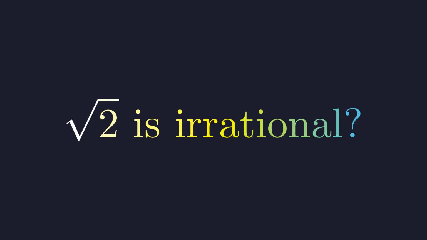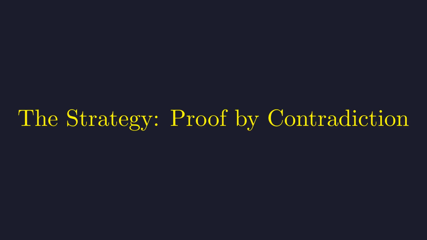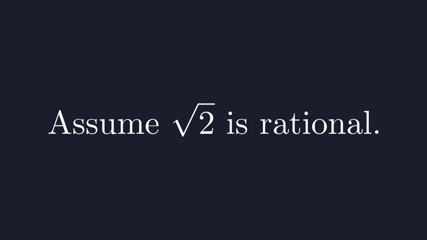Here is one of the most foundational proofs in mathematics. Our task is to prove that the square root of 2 is an irrational number. Our strategy will be proof by contradiction. This means we will assume the opposite of what we want to prove and show that this assumption leads to a logical impossibility. So let's begin by assuming that the square root of 2 is a rational number.